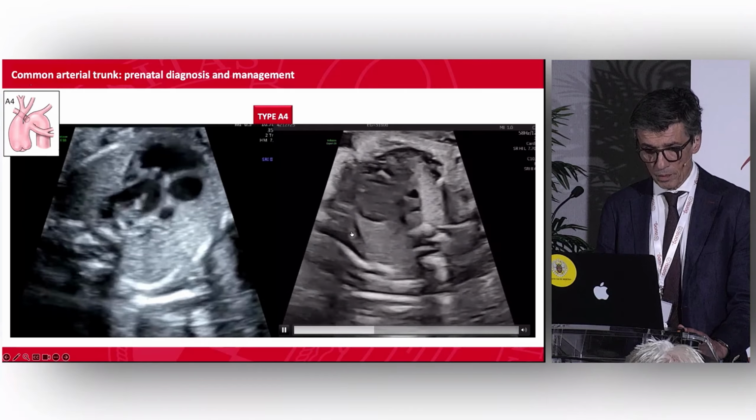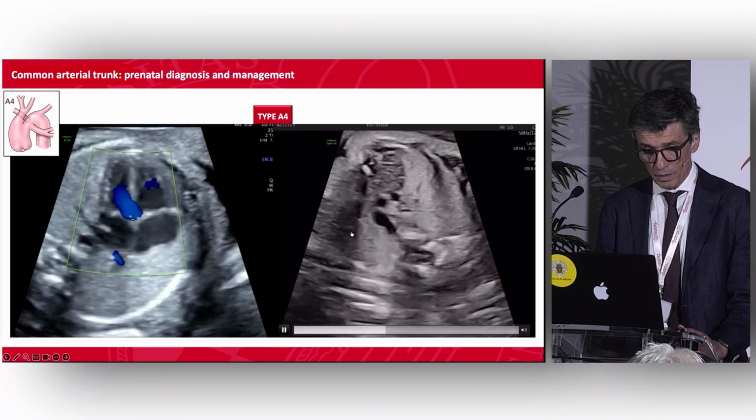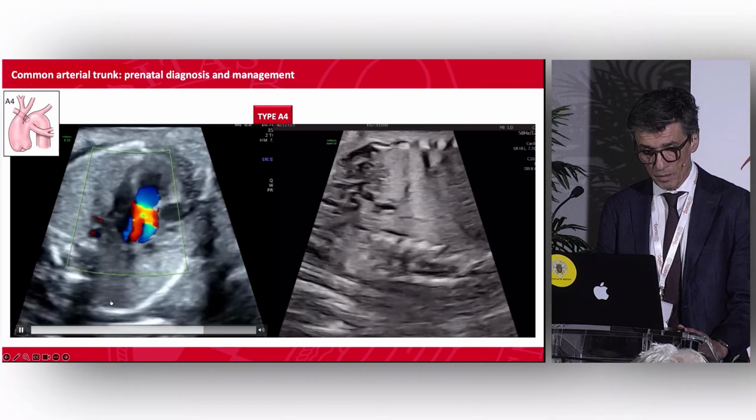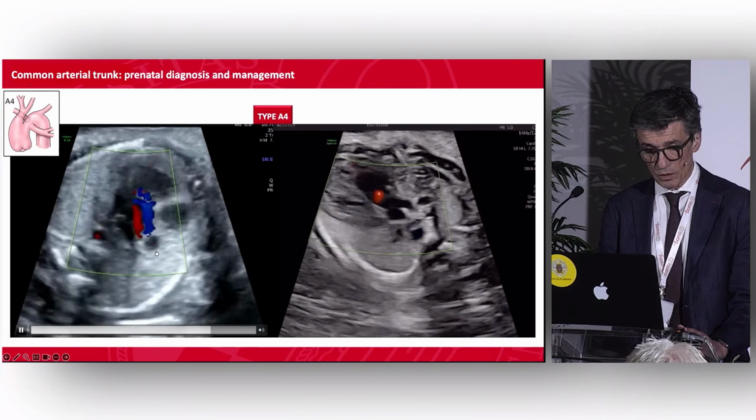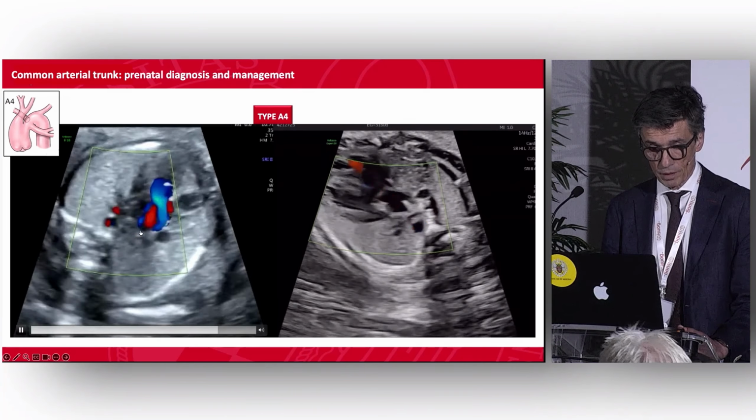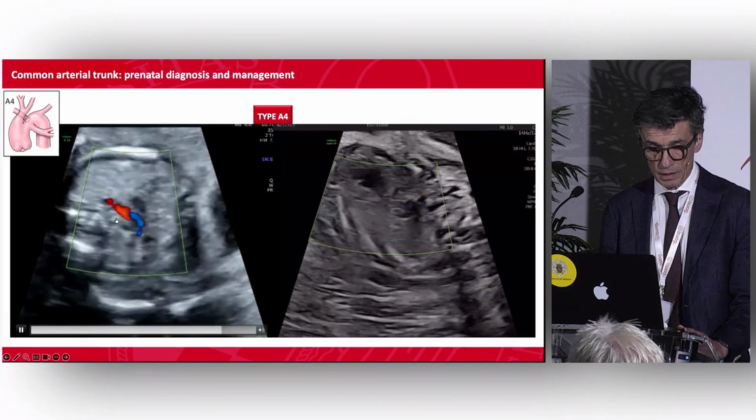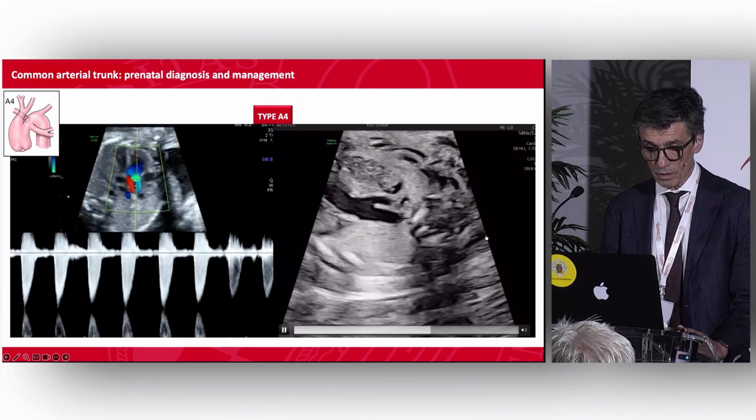And with color Doppler, we will see a close to normal 3 vessels and trachea view. This is a stenotic truncal valve, as you see the turbulence of the blood flow through this truncal valve. And we have here the 3 vessels and trachea view in a baby with common arterial trunk, and the same on the right side.